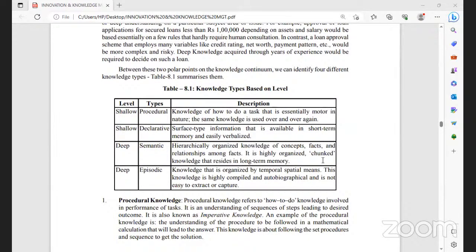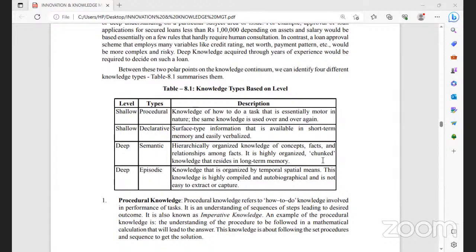And in that one, different types are there. For shallow level: procedural and declarative; and deep level: semantic and episodic. Procedural knowledge means knowledge of how to do a task that is essentially motor in nature, and the same knowledge is used over and over again. Coming to declarative type, it is surface-type information that is available in short-term memory and easily verbalized.